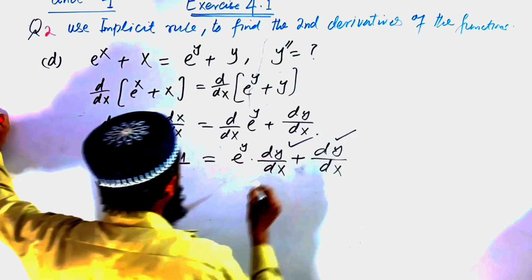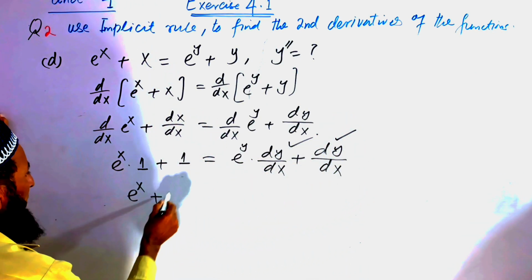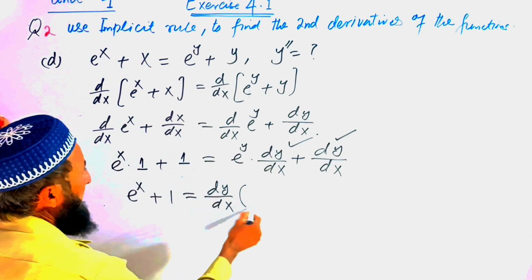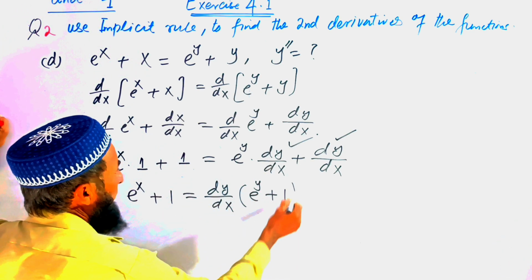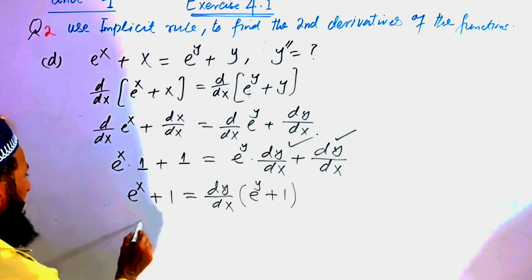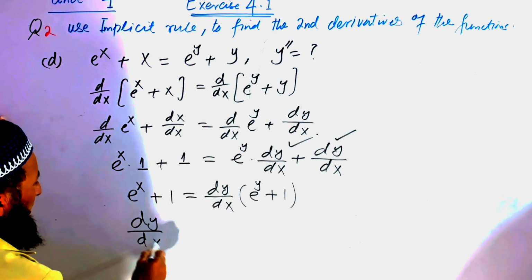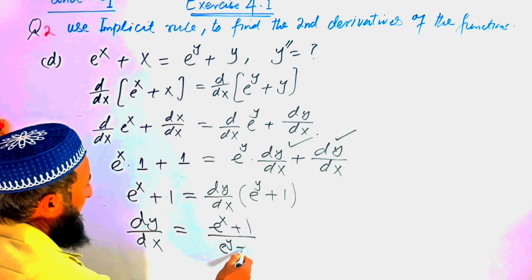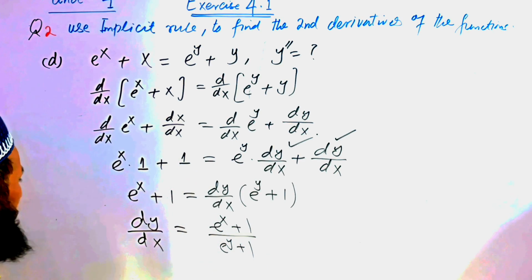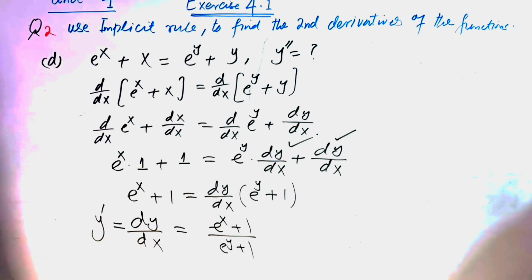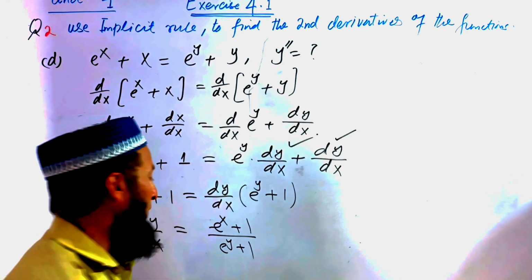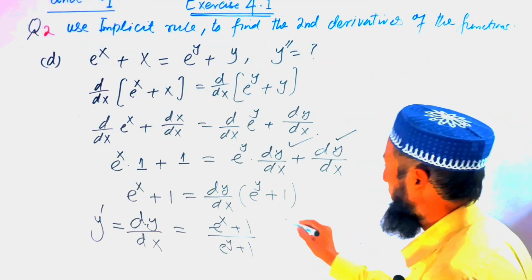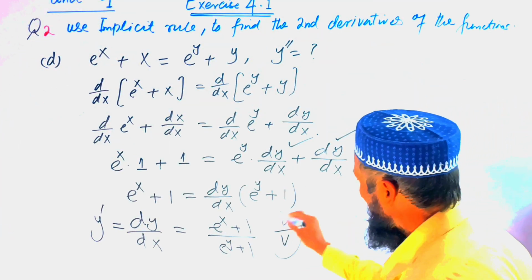Now dy by dx is common: e power x plus 1 is equal to dy by dx into e power y plus 1. Now dy by dx is equal to e power x plus 1 divided by e power y plus 1. That is the first derivative, y first prime. Now again we differentiate with respect to x on both sides of this equation, using the quotient rule, the u divided by v form.